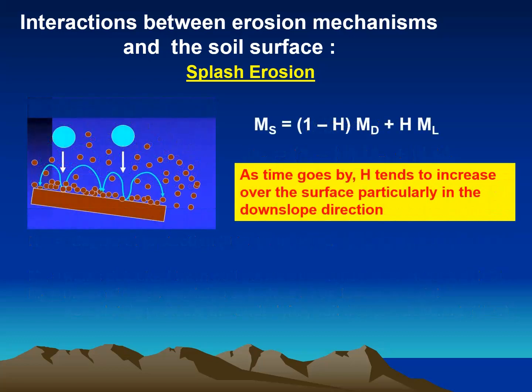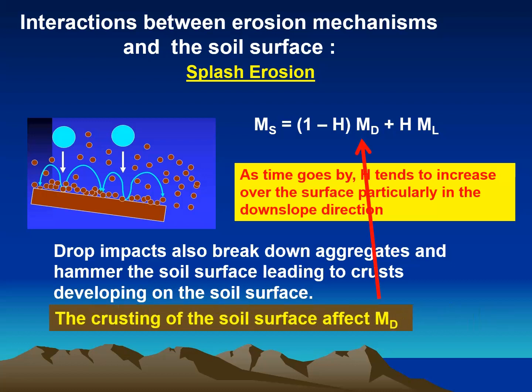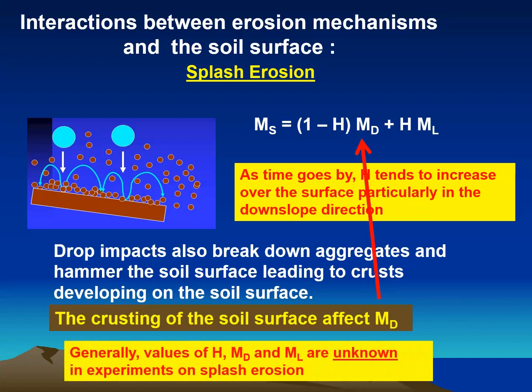As time goes by, H increases over the surface, particularly in the downslope direction. Drop impacts also break down soil aggregates and hammer the soil surface, leading to soil crusts developing. The crusting of the soil surface affects Md. Generally, the values of H, Md and Ml are not known in experiments on splash erosion.